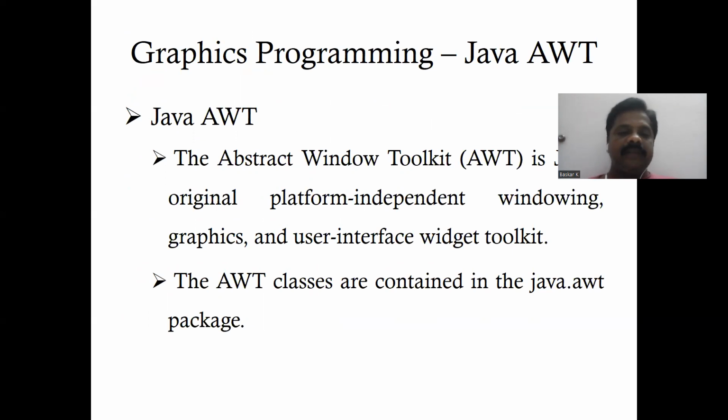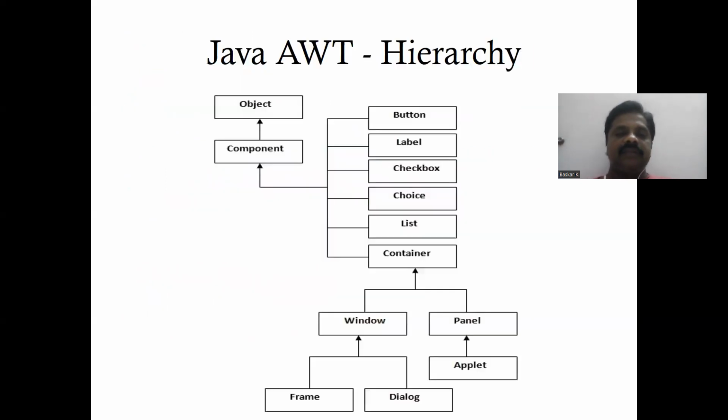So Java AWT is nothing but Abstract Window Toolkit. It is Java's original platform-independent windowing, graphics and user interface widget toolkit. The AWT classes are contained in the java.awt package. This is the hierarchy of Java AWT, with buttons, labels, checkbox, choice, list, containers. We can create all these things by using Java AWT. Here, by using this, we can create some components and objects.